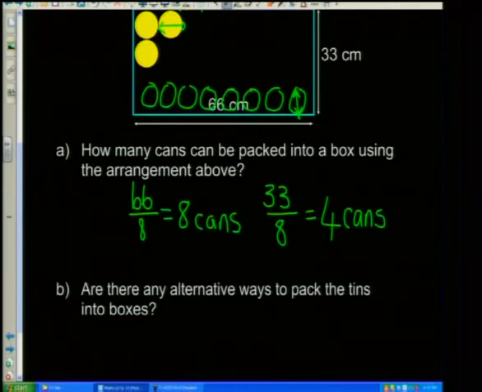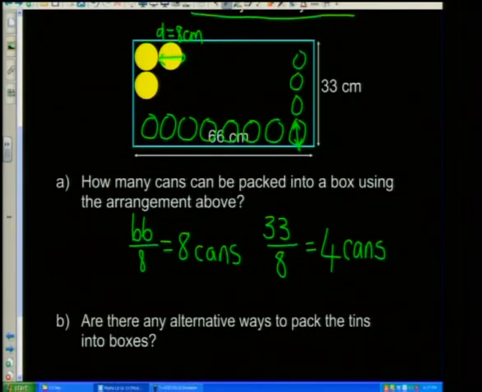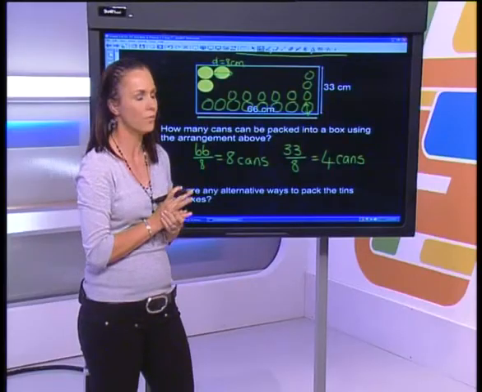All right. So what have we worked out? We've worked out that we can have 8 across in the length. We're now going to have 4 within the width, so 8 by 4, and then obviously we'd fill this up. I'm not going to draw them all in, but you get the idea that we'll have 4 rows with 8 cans in each row.